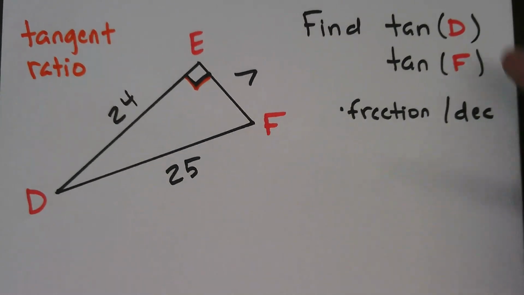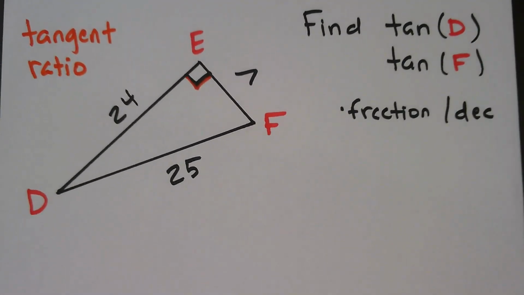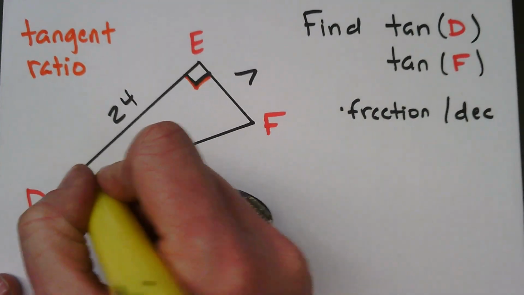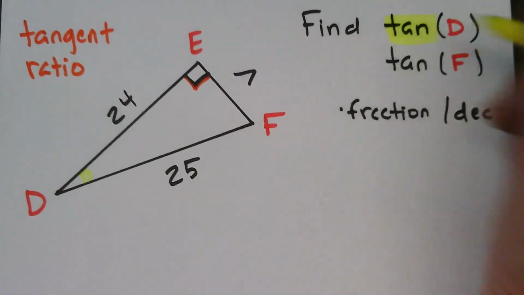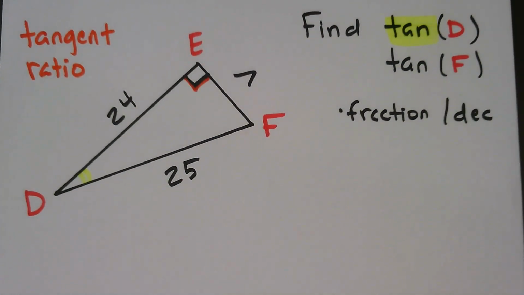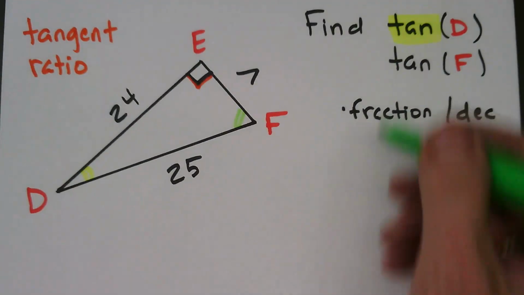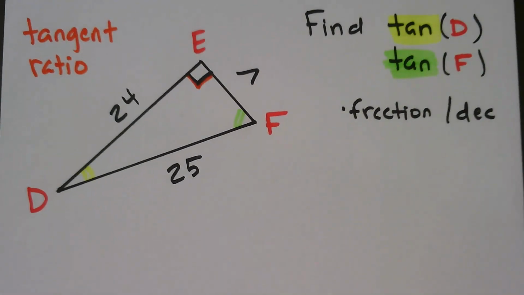So we are asked to find the tangent of two different angles, D and F. Now those are the acute angles in this triangle. So that is this angle right here, D. So we'll do this guy here in the yellow. And then we're going to talk about the tangent of F, which would be this acute angle right here. So I'll highlight that one kind of in green. We'll do each of those.